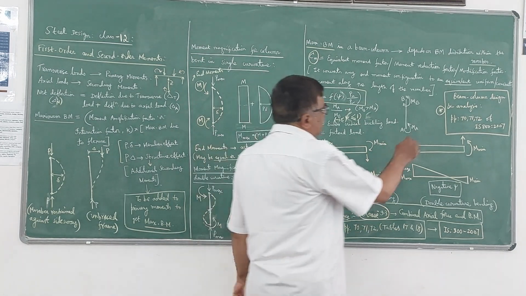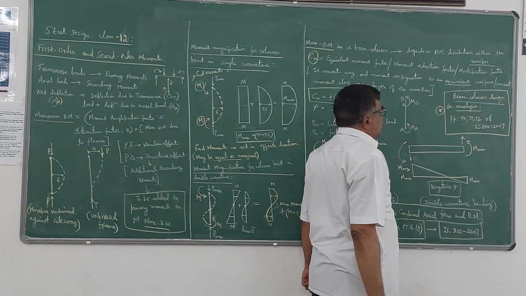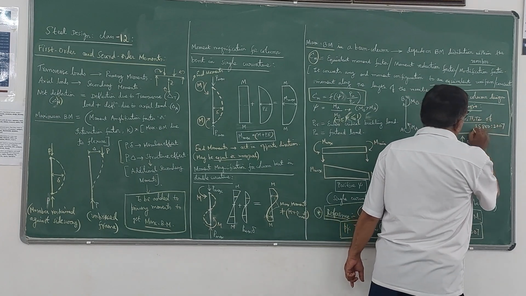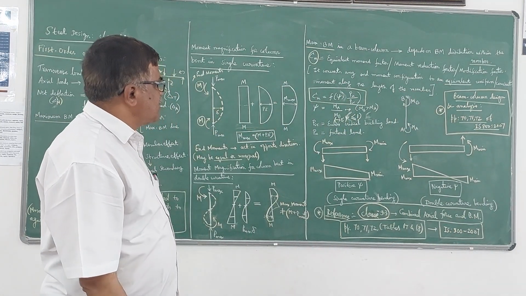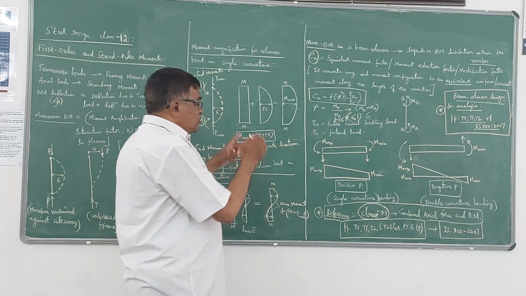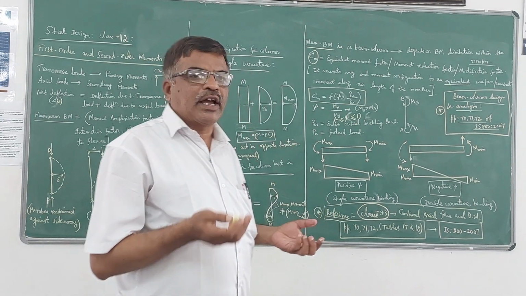So here, for the beam column analysis and design, we have to refer to pages 70, 71, 72 of IS 800 2007. Now, how to choose the value of psi, whether it is positive or negative? It can be positive or it can be negative.